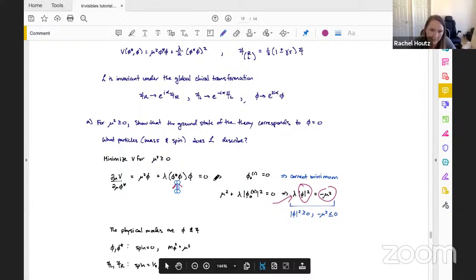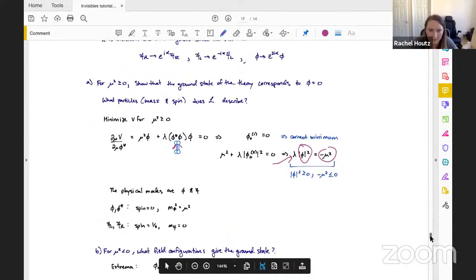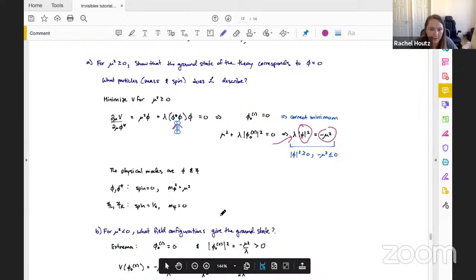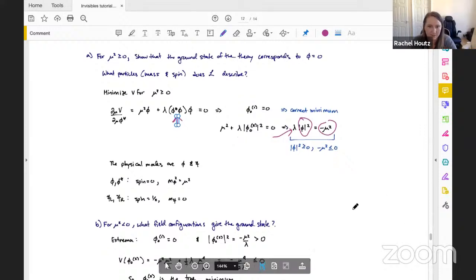So the physical modes in the case where the vacuum expectation value is 0 are precisely the physical modes of the original Lagrangian. So they're a complex scalar field of spin 0 with mass mu squared, and a Dirac field that's a fermionic field that's massless. So now we can do the interesting case, which is when mu squared is less than 0.